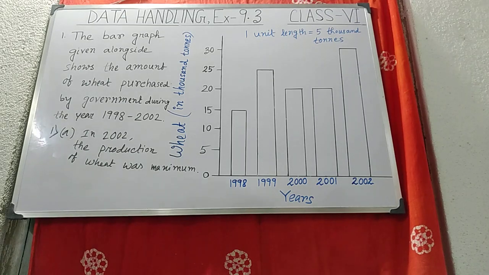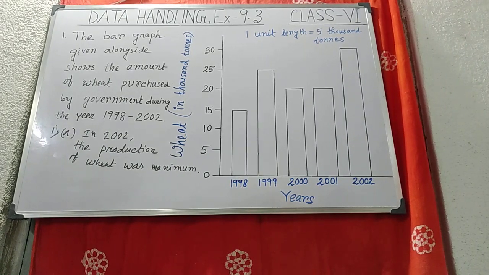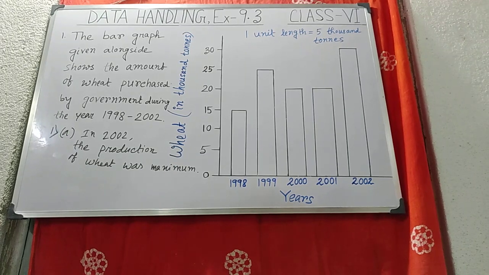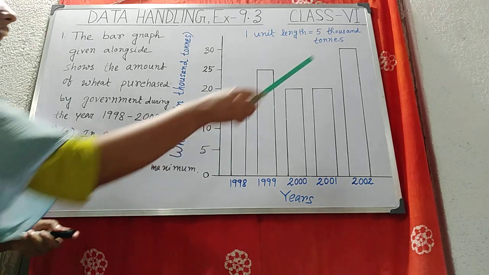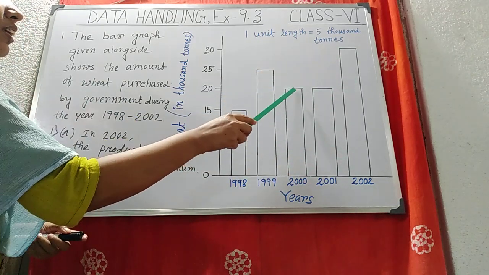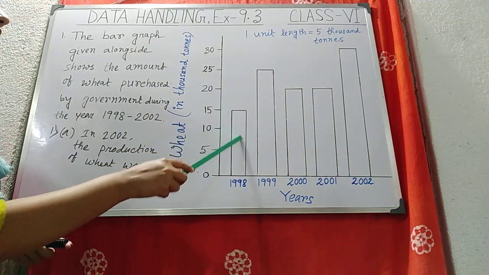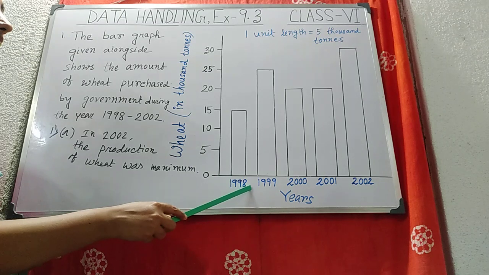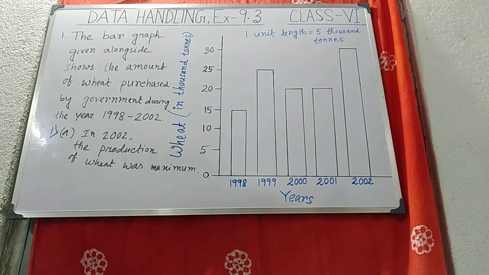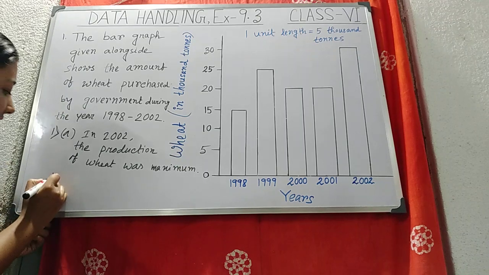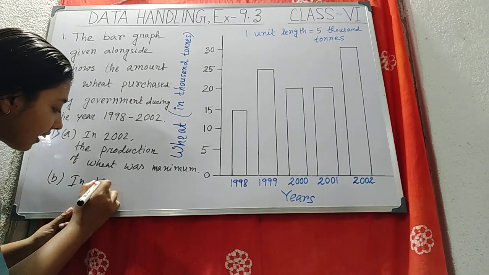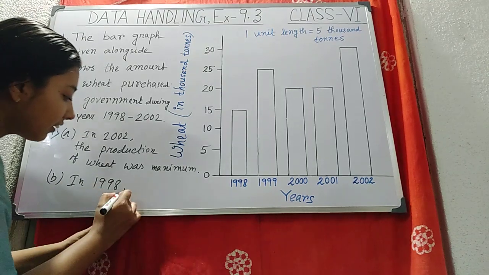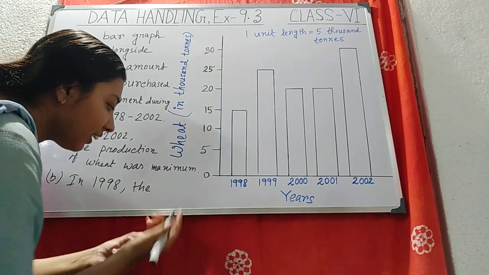Now our second question, in which year was the wheat production minimum? This answer also we can get if we observe carefully the bar heights. So here this is longest, 20, 20, 25, 15 means this is shortest. So this one is the shortest bar, and the year is 1998. So for answer it will be in 1998 the production of wheat was minimum.